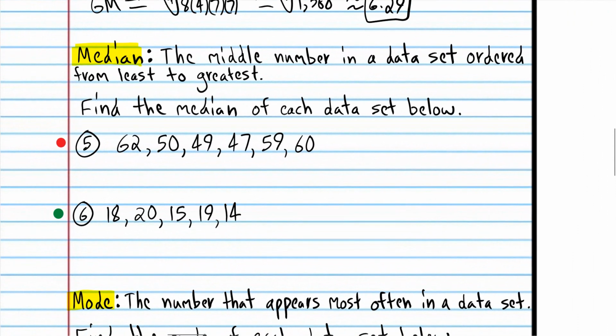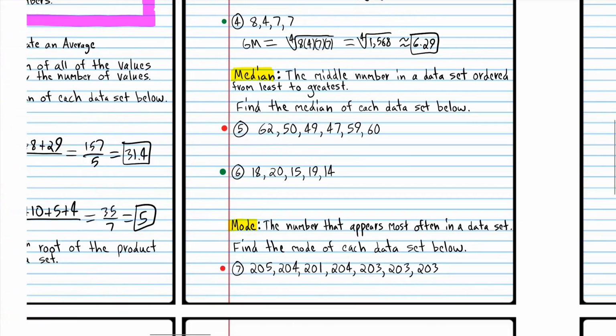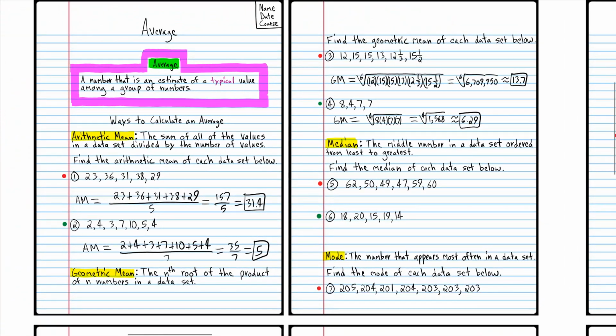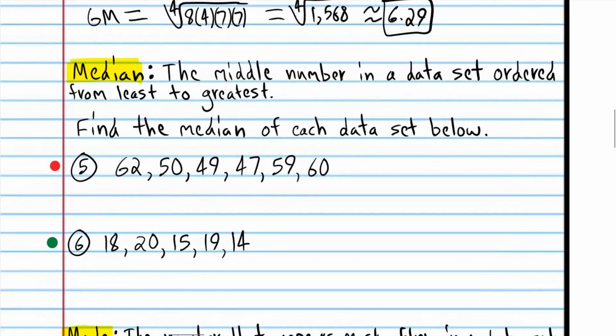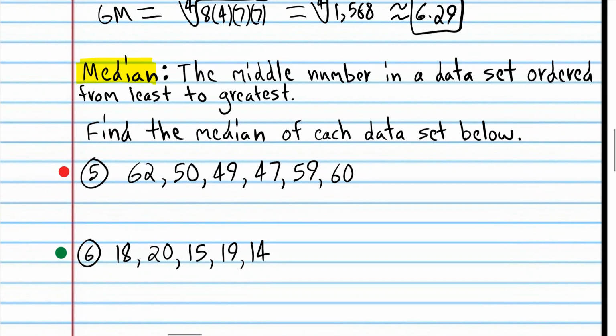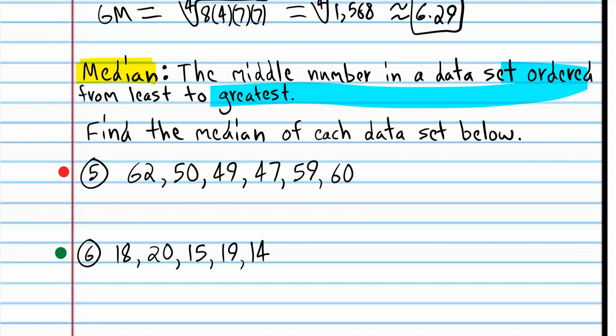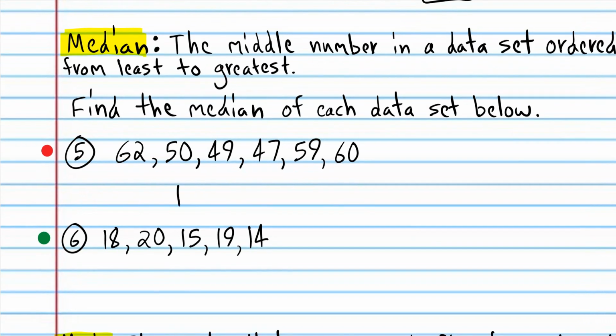Okay, so let's now use the median to calculate average. Again, we're using more than one route. Average is a general concept. There's more than one way to calculate average. So the median is simply the middle number in a data set if we order the data set from least to greatest numbers. So the smallest number here is 47, the next biggest is 49, the next biggest is 50, the next biggest is 59, then 60, then 62.